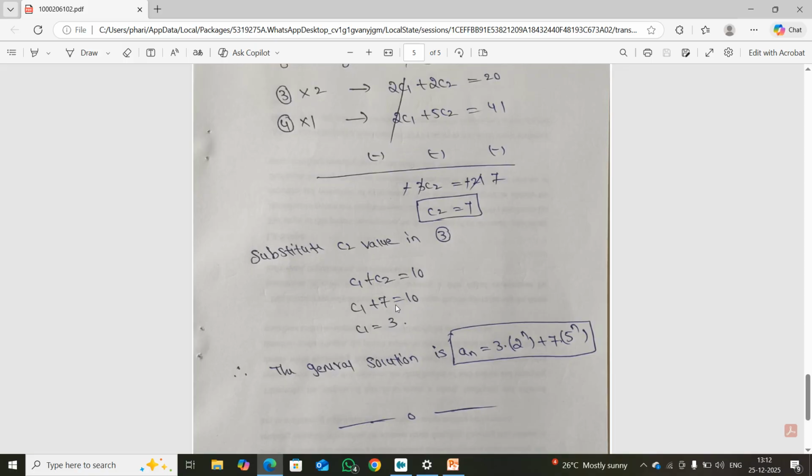Therefore, the general solution of the linear homogeneous recurrence relation is a_n equal to 3 into 2 power n plus 7 into 5 power n. This is the general solution of the given homogeneous recurrence relation, that is a_n equal to 3 into 2 power n plus 7 into 5 power n.